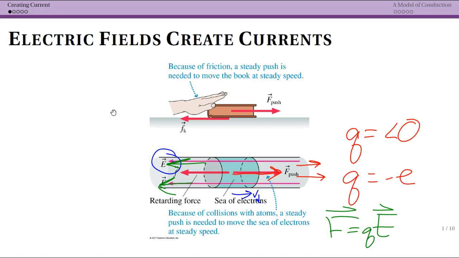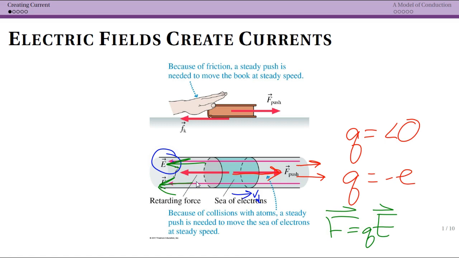So we have some sort of electric field in our wire that is causing our electrons to drift in a direction at a constant speed, and we have to have that force there or else they would just be slowed down and stopped by all of those collisions.